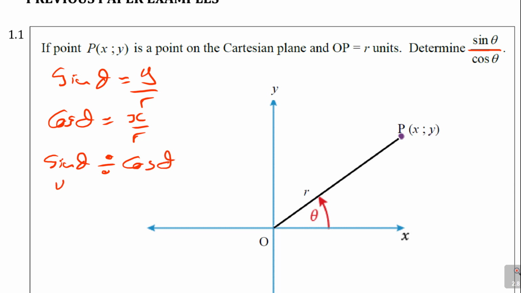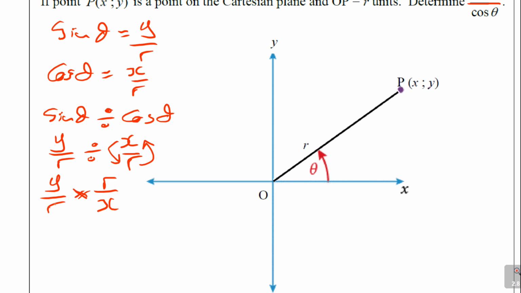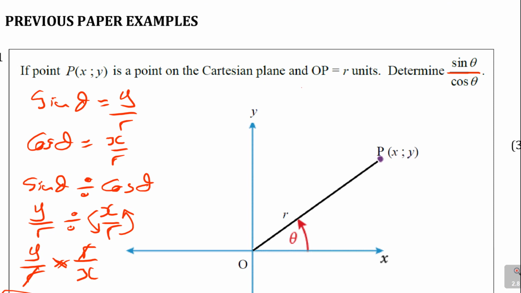Then sine theta is Y over R divided by X over R. See that? And then you say Y over R times. Remember, when you go from division to multiplication, you flip this side. You invert. R goes to the top and X goes to the bottom. Then at that moment you see R will cancel and your answer will be Y over X. Are you with me? If you know it well, this is the same as tan theta. Sine theta over cos theta is the same as saying tan theta.